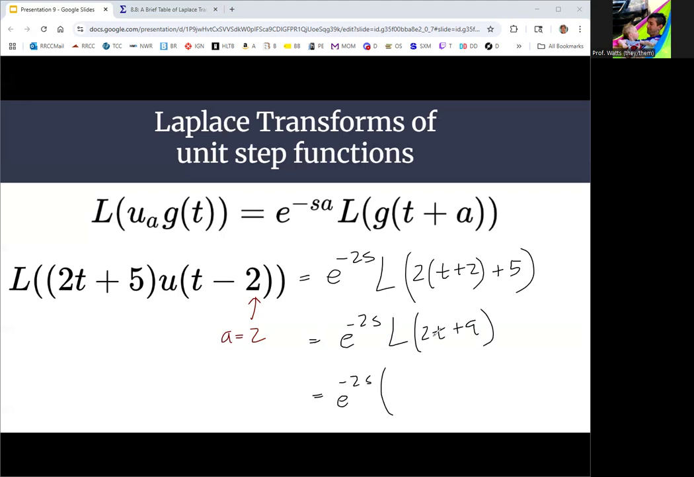Laplace transform of 2t, well, we can bring the 2 out by linearity, and then the Laplace transform of t is 1 over s squared. And then the Laplace transform of 9, you can bring the 9 out, and the Laplace transform of 1 is t. So now we have the Laplace transform of that unit step function times that other function.